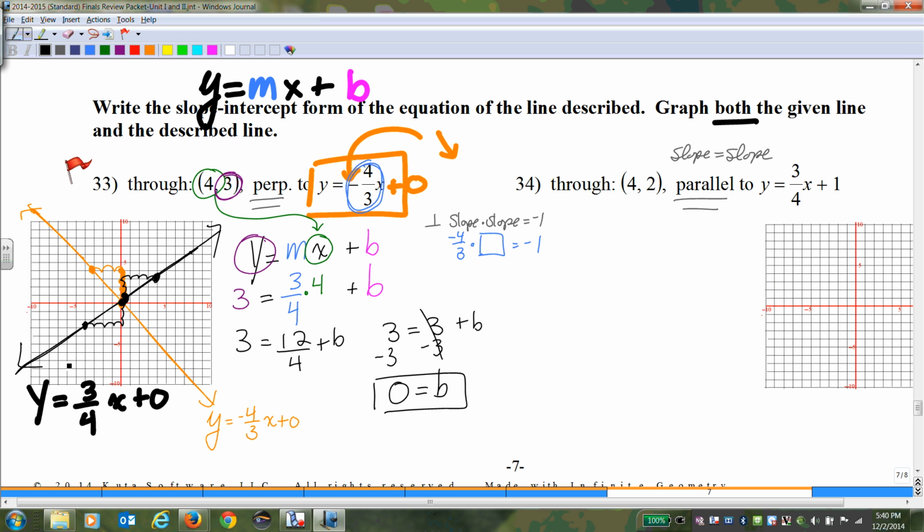Okay, let's see if we've satisfied both our qualities. 1, do they look perpendicular? And the answer is yes, they look perpendicular. That's a good start. Second, we wanted to go through this point, 4, 3. So let's go over 4, up 3. There it is right there. And we got it. It's both perpendicular and goes through 4, 3. And it's perpendicular through this given line.